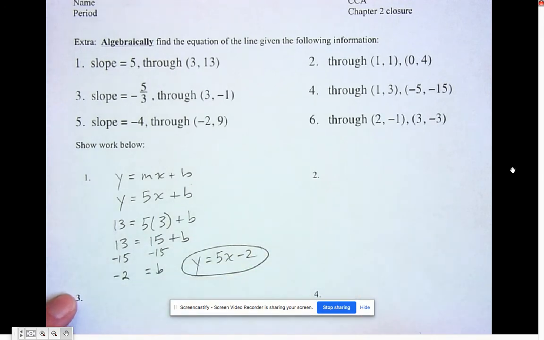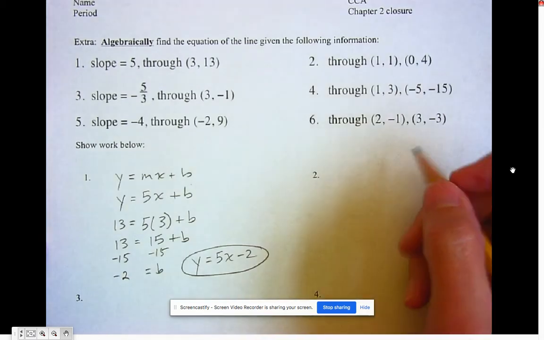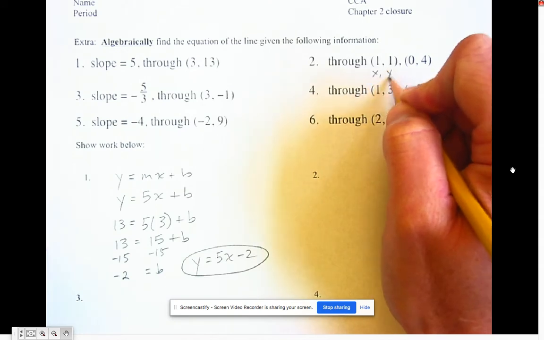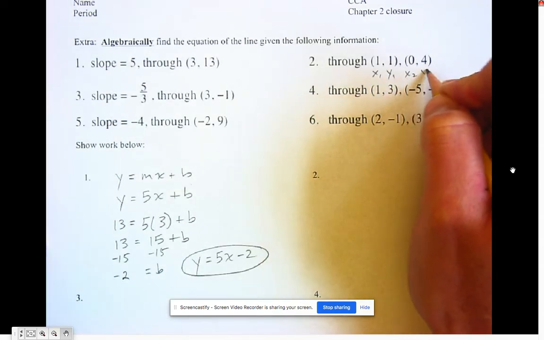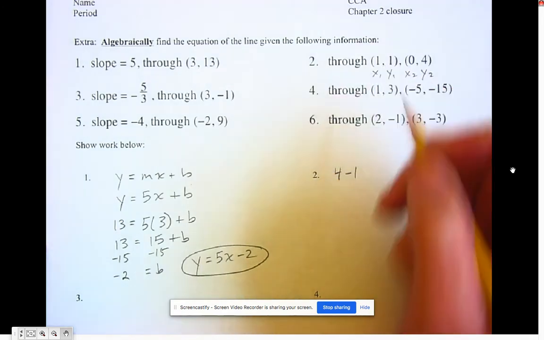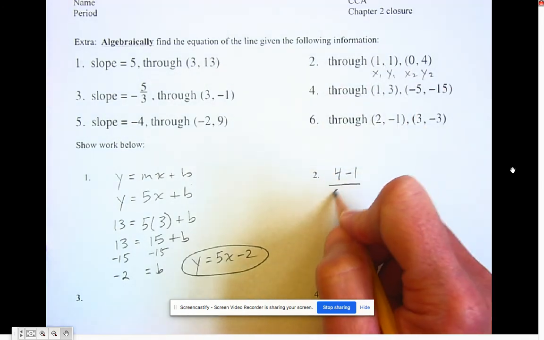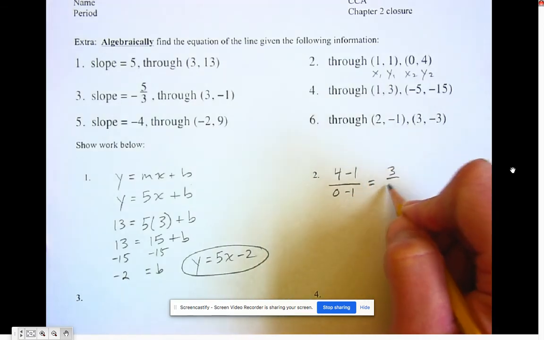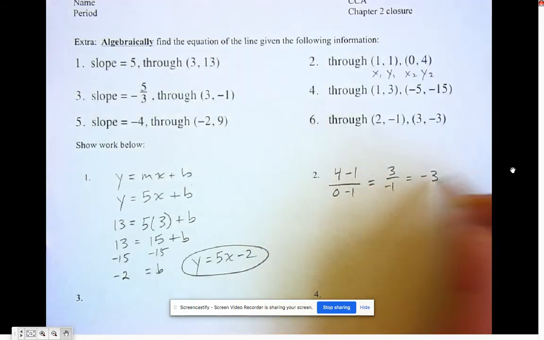All right, let's look at number 2. It says through the points (1, 1) and (0, 4). All right, so I have to find the slope first. So I'm going to think x1, y1, x2, y2. So change in y, so 4 minus 1 over change in x, so 0 minus 1. So I'm going to get 3 over negative 1, so I get a slope of negative 3.